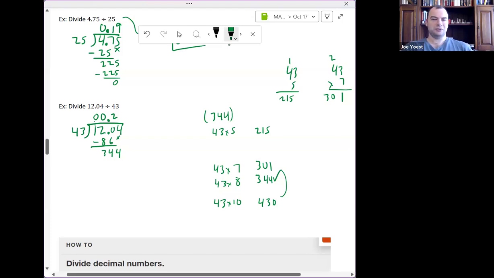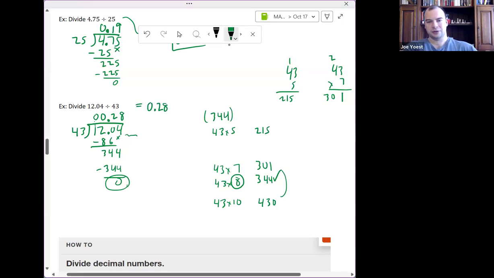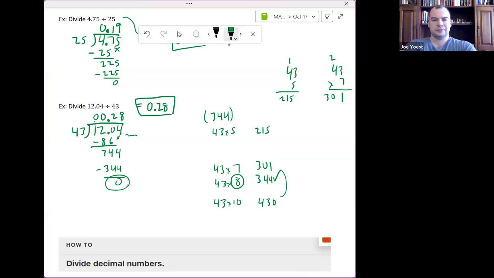So it was a decent bit of work to find this, but we did find that 43 goes into 344 exactly 8 times. And 8 times 43 is 344, remainder 0. Nothing else to bring down. So we see our answer is 0.28.